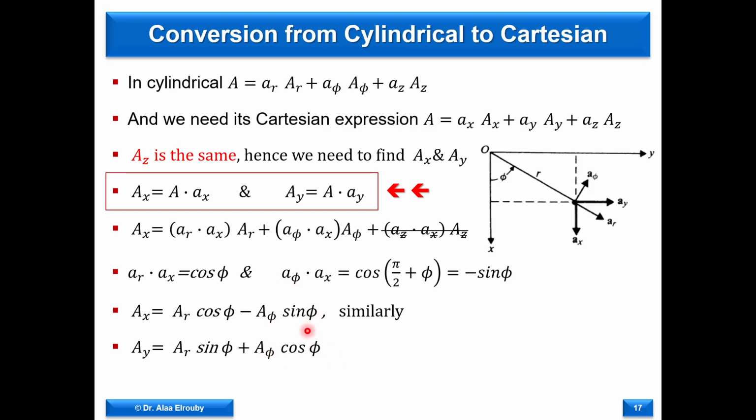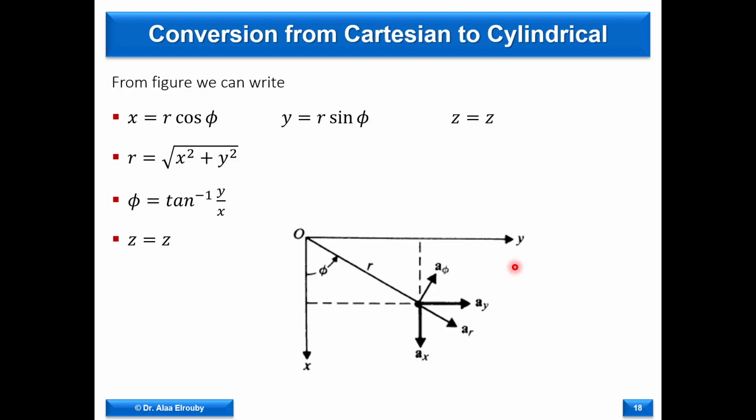Okay, so now we can convert from cylindrical to Cartesian in a straightforward way. Of course, remember that AZ is the same. Similarly, we can convert from Cartesian to cylindrical. So for point X, it's equal to R cosine phi, and point Y equals R sine phi.